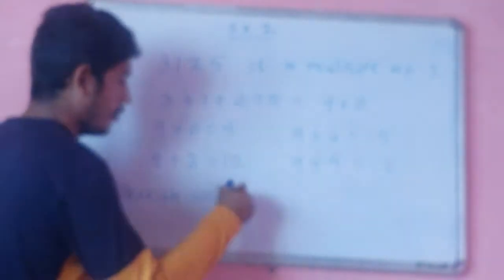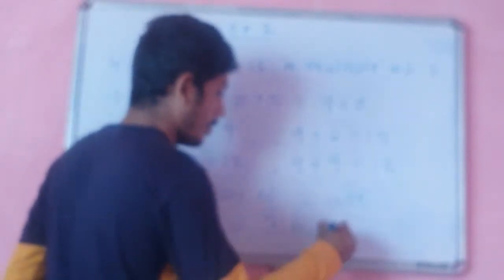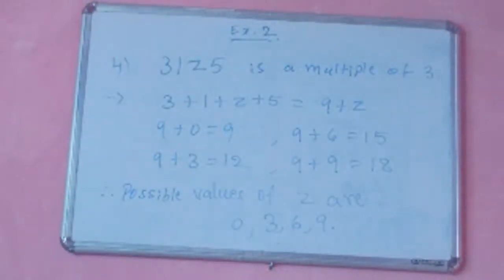Therefore the possible values of z are 0, 3, 6, 9. How many of you understood it? Just comment your name.